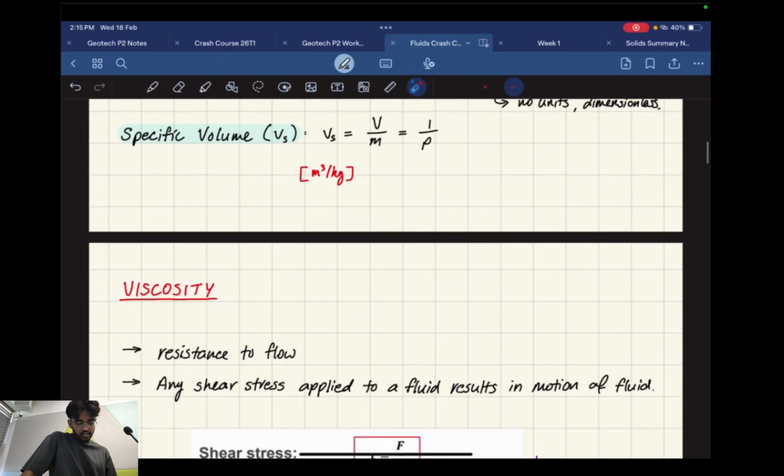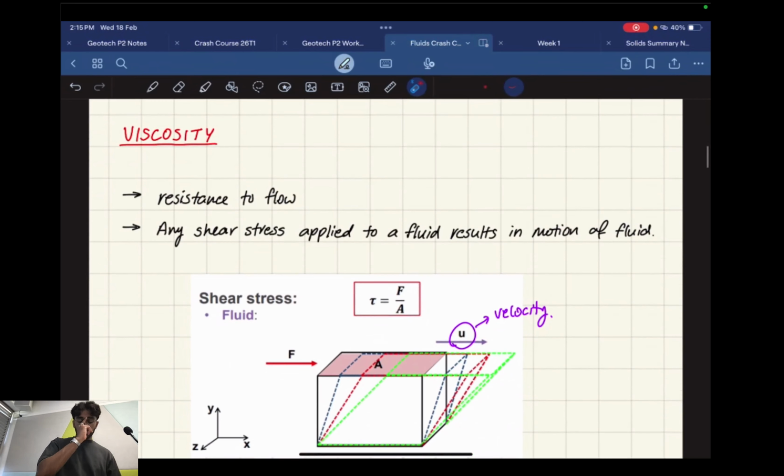Alrighty. Viscosity. As I just mentioned, it's the resistance to flow. You can imagine in a container, when you apply a shear stress to a certain fluid, it's going to start moving. It pretty much just means when you apply a force from the right, it's going to start moving. You can imagine waves. Some sort of force this way, it's going to move. That's pretty much the easy way to visualize it.